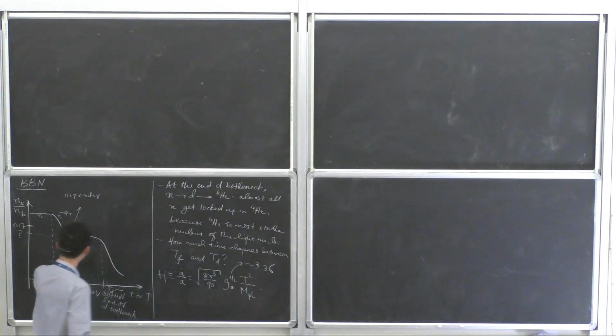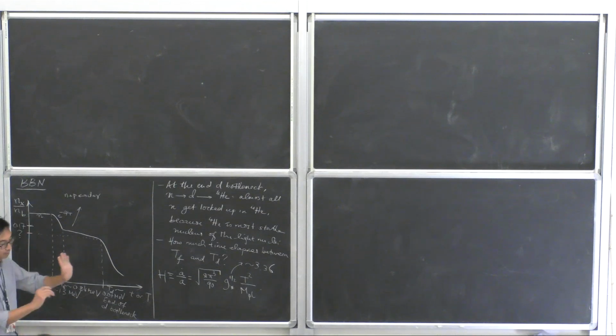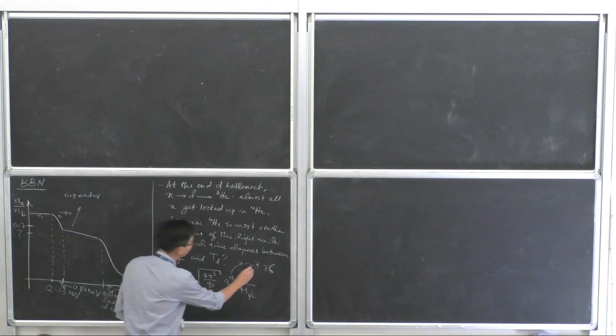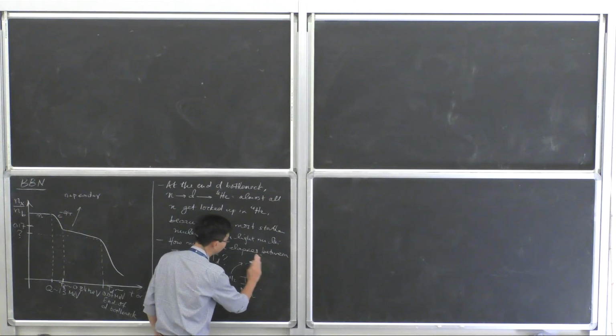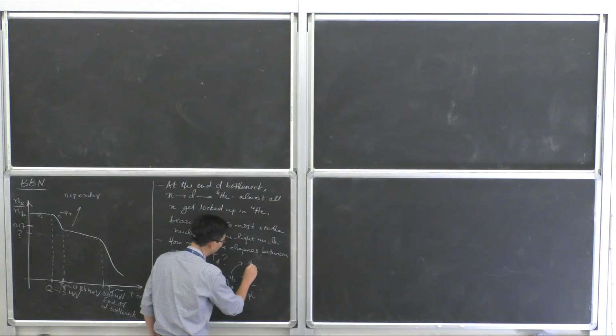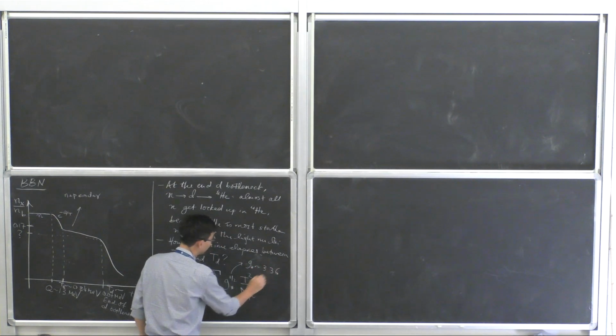But for most of this period, we can approximate this as 3.36. Okay? G star is, sorry, let me write this properly. G star is approximately 3.36.